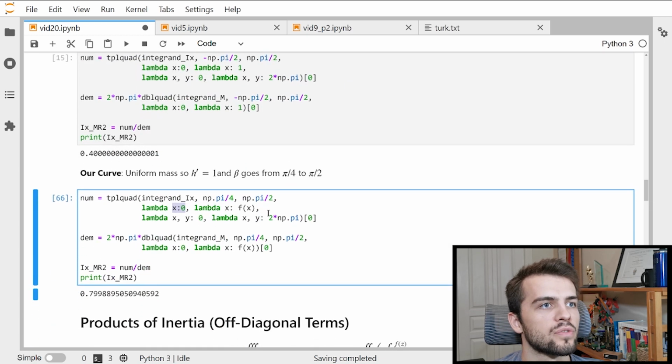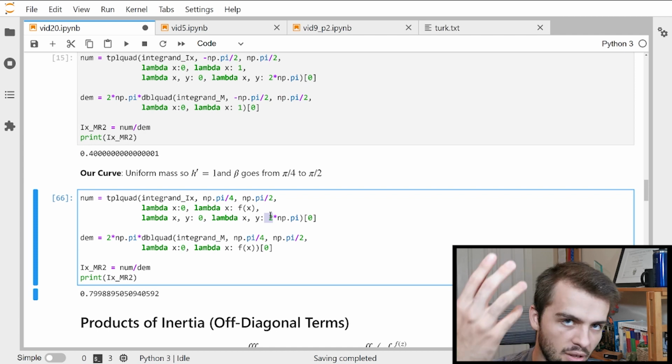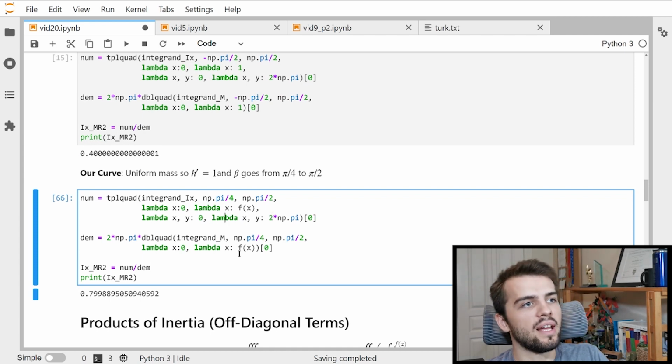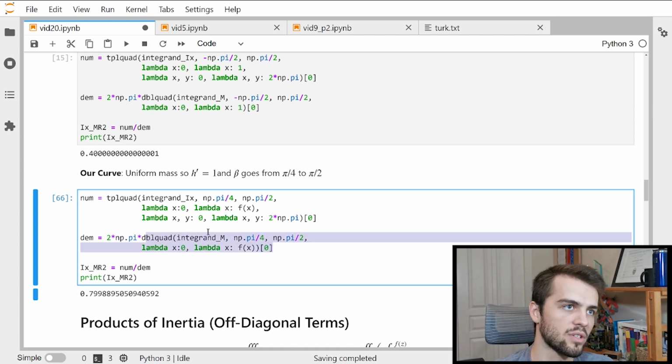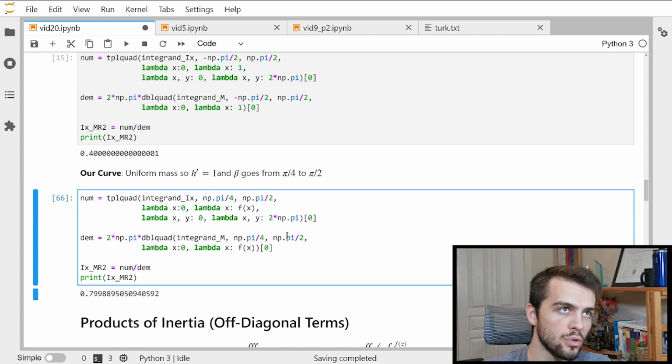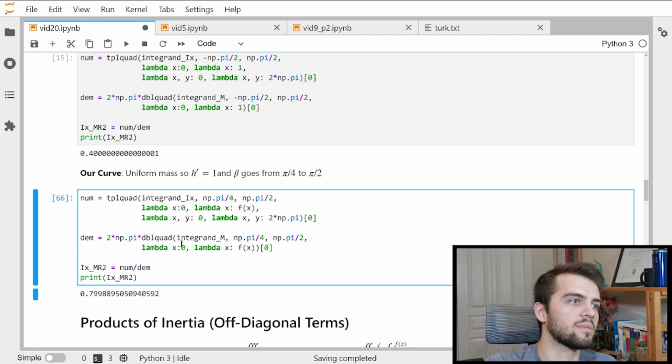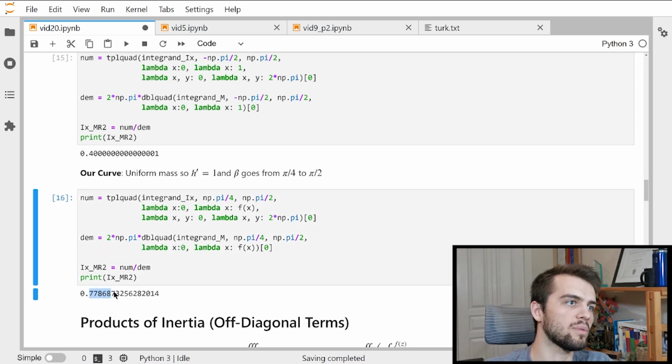phi here goes from 0 to 2 pi, and it doesn't depend on other parameters in this case. And a denominator, like before, is just the mass of the curve, which goes from pi over 4 to pi over 2. And it's just a double integral. We solved that above. And I can do this, and I get the following value here.